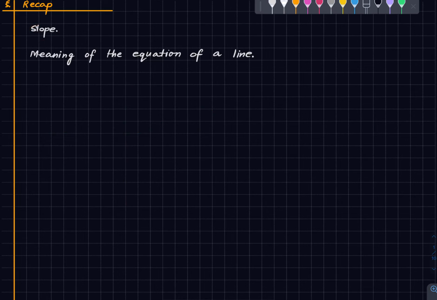If the slope is 0, then the line is horizontal. If the slope is positive, the line looks like this. And if the slope is negative, the line looks like that.